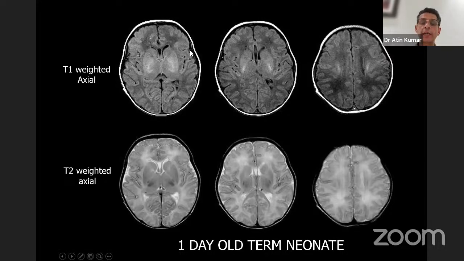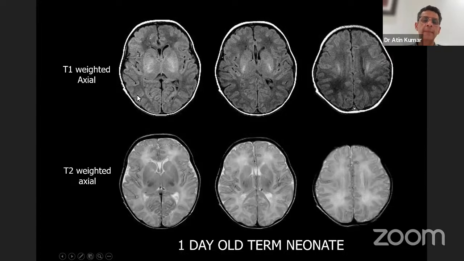Okay. Now let's look at normal examples of a MR of a neonate. So I've told you on a neonate MR, these are the T1 weighted images. These are the T2 weighted images. The CSF is dark here, sulcal CSF is dark, and here the CSF is bright in the sulcal space.